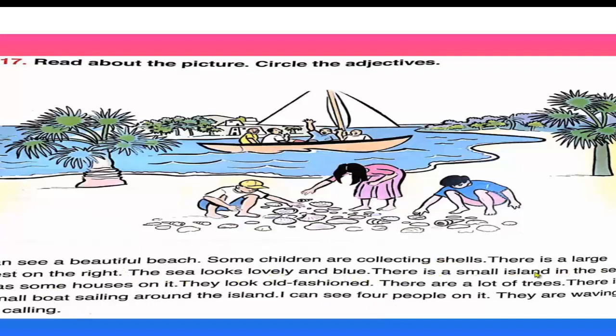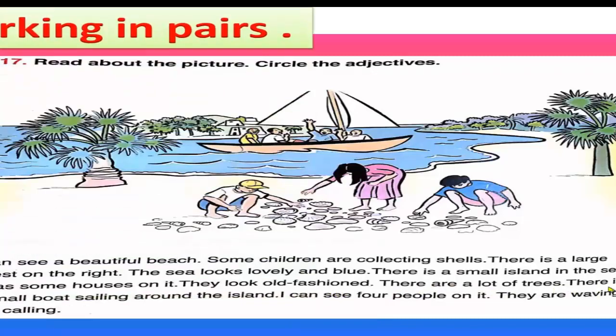There is a small island in the sea. It has some houses on it. They look old-fashioned. There are a lot of trees. There is a small boat sailing around the island. I can see 4 people on it. They are waving and calling. Circle the adjectives. Who can?